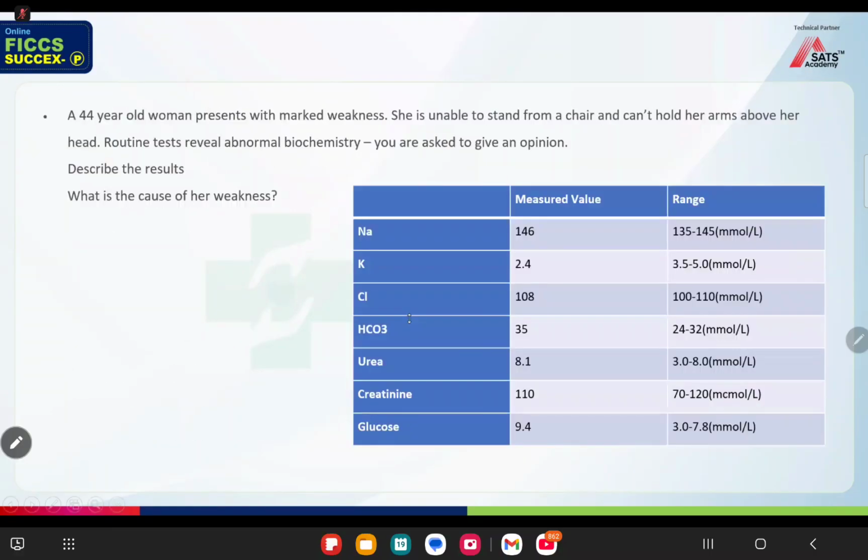A 44-year-old woman presents with marked weakness. She is unable to stand from a chair and cannot hold her arms above her head. Routine tests reveal the following biochemistry. You were asked to give an opinion. Describe the results. What is the cause of her weakness?